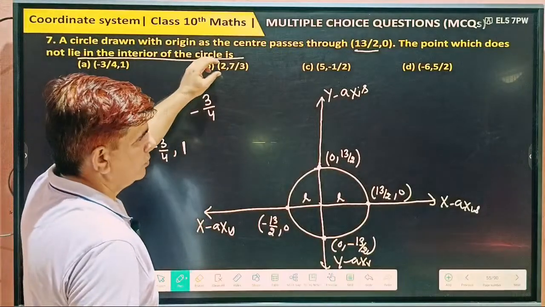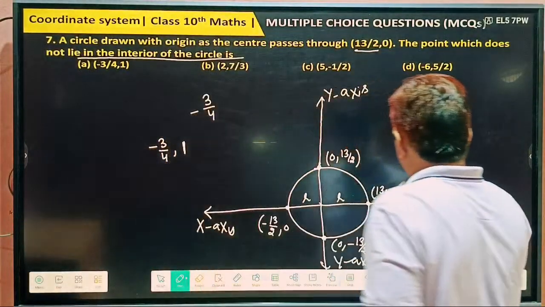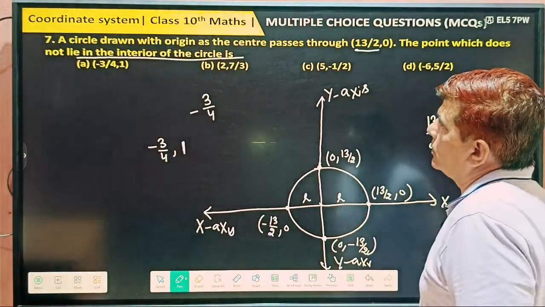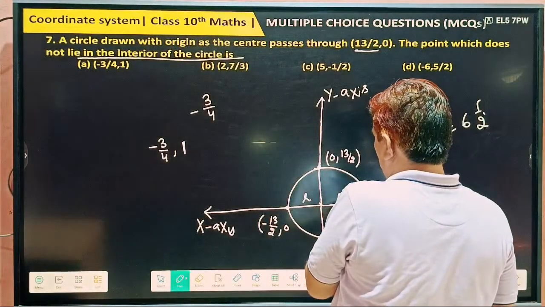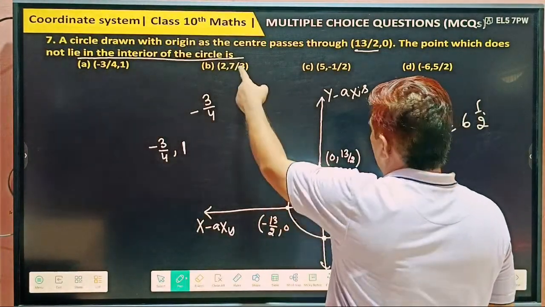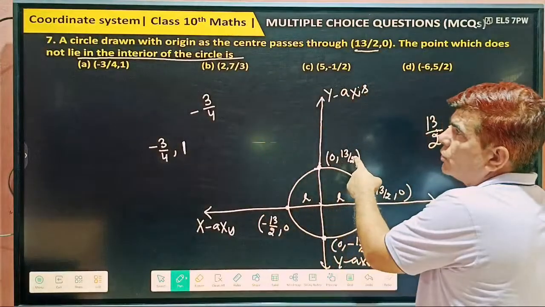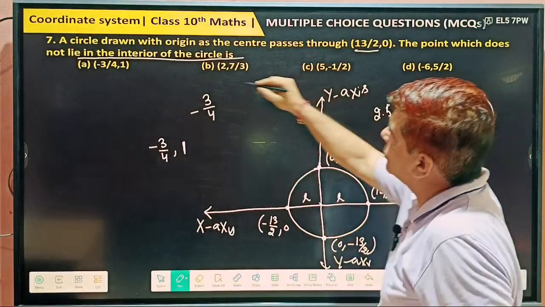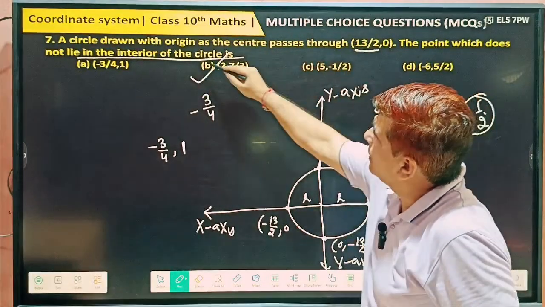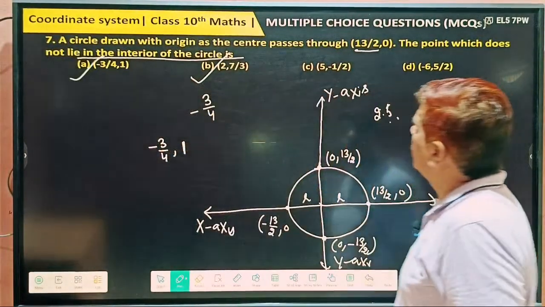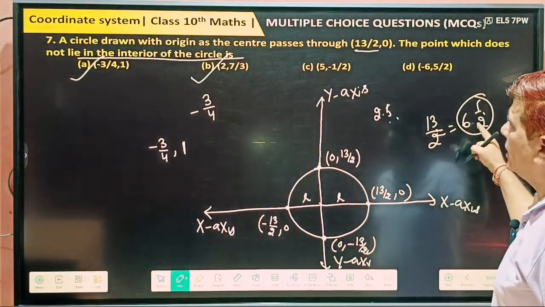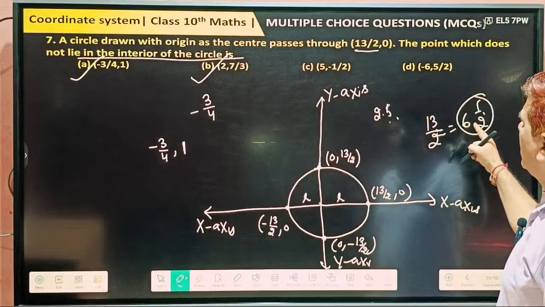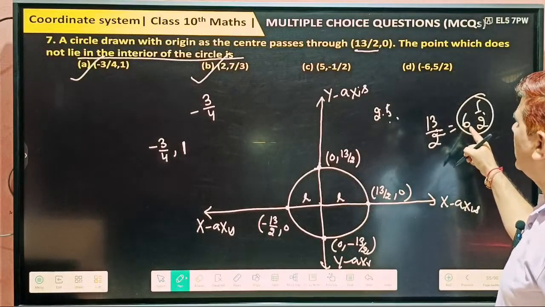Then the next is 2. So you can check 2. 13/2 means 6.5. So this is on the x-axis, 2 units. And this is 7/3. This also is less than 13/2. 7/3 means 2 point something, but this is 6. This is also lying in the interior of this circle. Third one, 5. 5 is less than this.